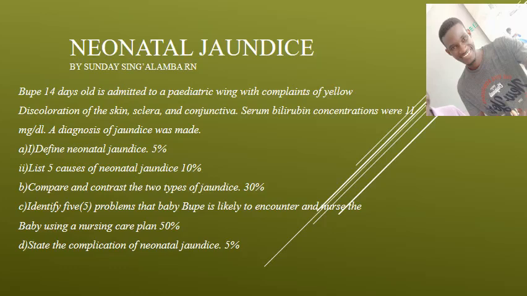Yes, then moving to our question now, the question was saying compare and contrast the two types of jaundice. So there are two main types of jaundice, right? We have pathological jaundice and we also have physiological jaundice, right? So physiological jaundice is just a form of jaundice that comes as a result of the normal transition process of a child.